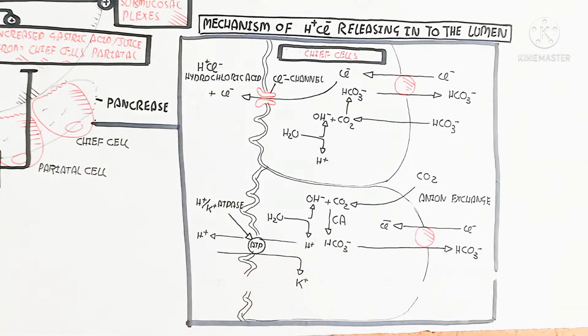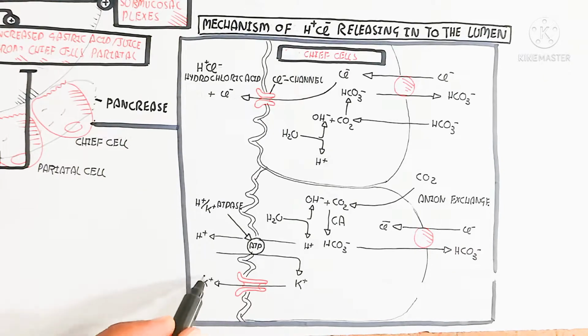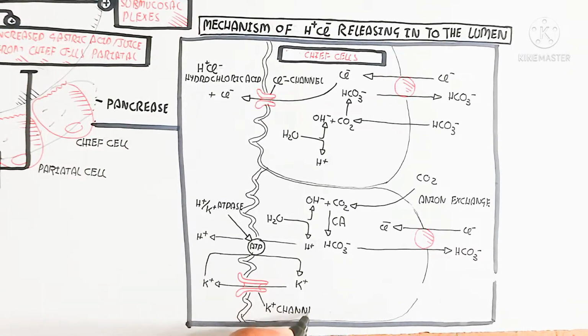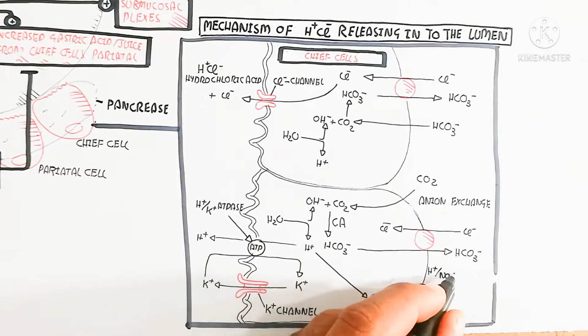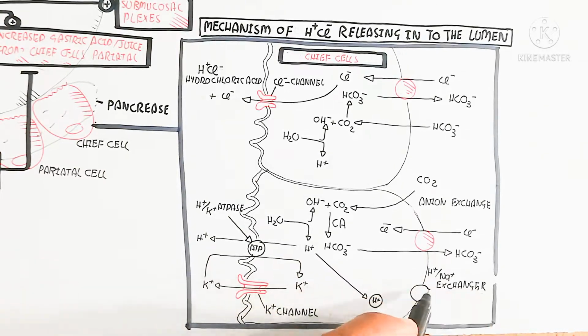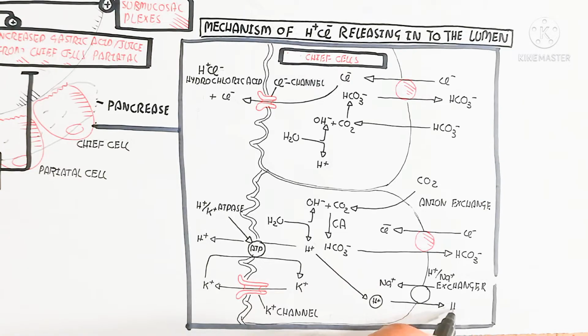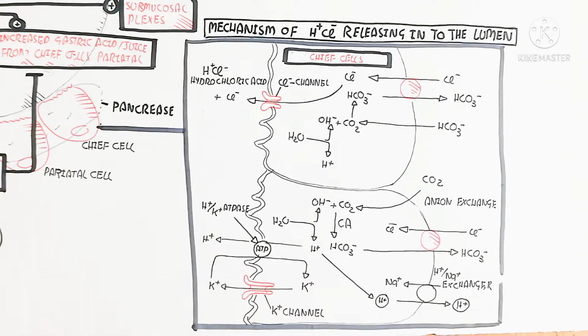This proton will be pumped out and potassium will move inside. This is the proton potassium ATPase pump. The potassium moves inside and back and forth, you can see. In this way, sodium is moved inside by the exchanger of the proton, known as the proton sodium exchanger. So this was the mechanism of hydrochloric acid release into the lumen.